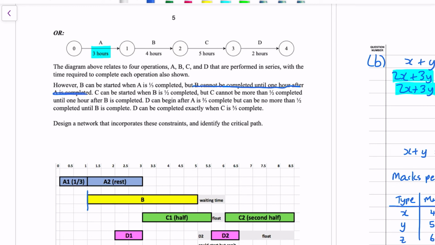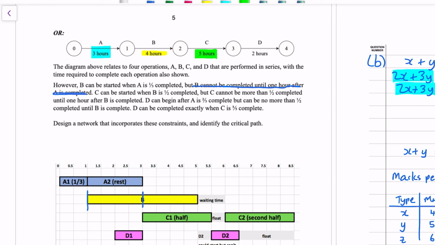C can be started when B is a half completed. So B has a duration of 4, so half completed is 2. It's starting at 1, so when it gets to 3, that's when C can start. But C cannot be more than a half completed until B is complete. C has a duration of 5, and it's starting at 3 currently on my diagram. That's the earliest possible.